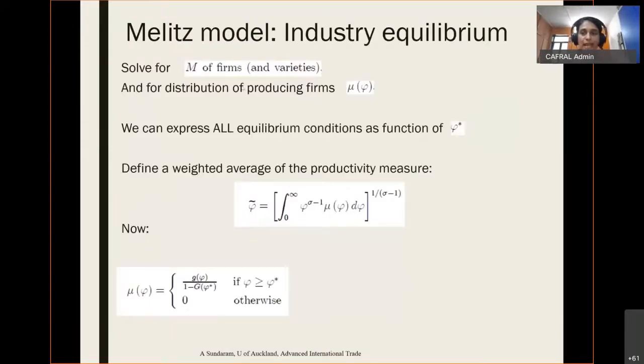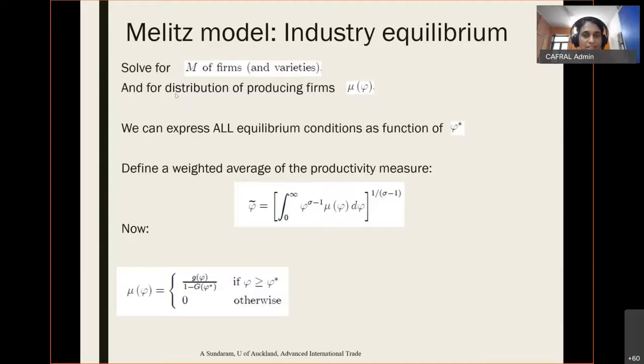Now, once we have this cutoff productivity level, we're going to solve for the total number of firms. We have the prices. We know which firms will produce and which firms will not with the cutoff. Now we have to talk about the industry equilibrium. Let's look at what the industry equilibrium looks like. We're going to have to solve for M, the number of firms that survive and that produce. So let's look at the distribution of producing firms, mu of phi.